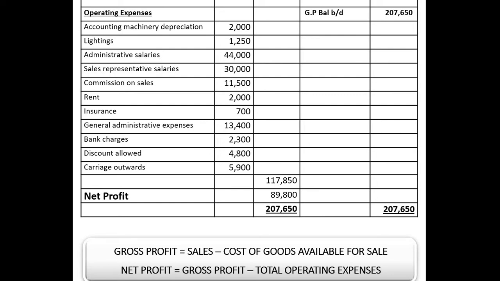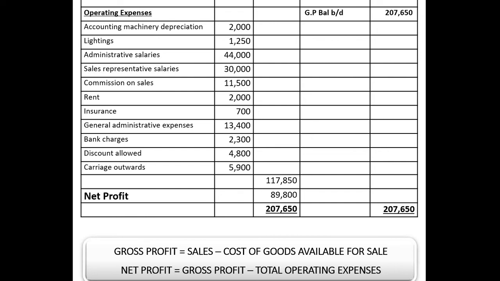General administrative expenses amounted to 13,400. Bank charges amounted to 2,300. Discount allowed amounted to 4,800. Carriage outward amounted to 5,900. When we add all our operating expenses, we get 117,850. Now, how do you get our net profit?